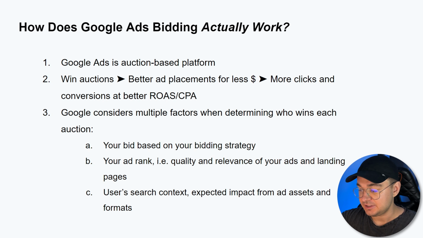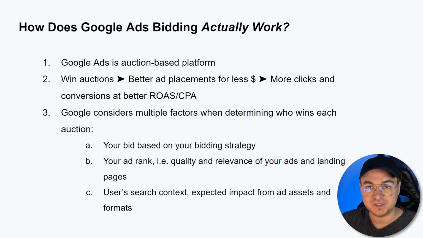On the other hand, if you're losing your auctions and getting poor ad placements, most people will not even see your ads and you will be getting fewer, lower quality clicks. So how do you actually win your Google Ads auctions? Well, Google considers multiple factors when determining who wins each auction.